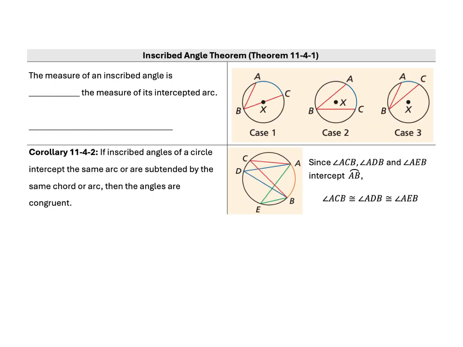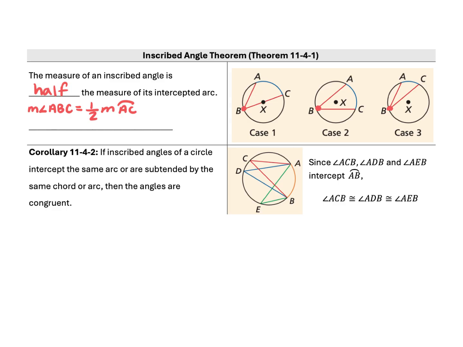There's a relationship between the measure of an inscribed angle and the measure of its intercepted arc. The measure of an inscribed angle will always be half the measure of its intercepted arc. In our diagram here, there are three different cases just depending on where the inscribed angle is located. It really doesn't matter as long as it's an inscribed angle, meaning the vertex is on the edge of the circle. For any inscribed angle, the measure of that inscribed angle, which in our diagram is angle ABC, is equal to 1/2 the measure of its intercepted arc, which here would be arc AC.